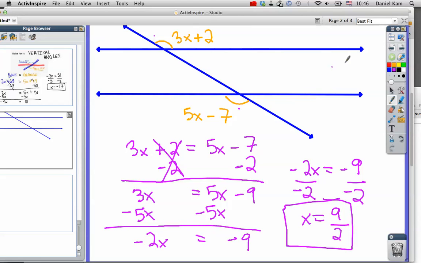And so you can see you have relationships between these different parts of the parallel lines. And that is how you solve those kinds of problems.